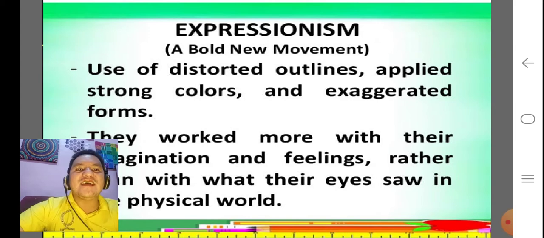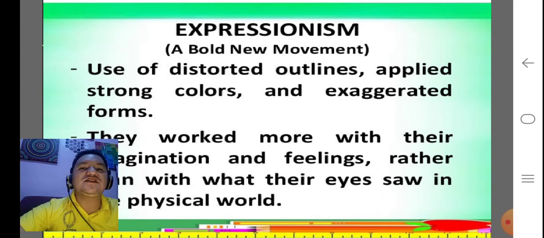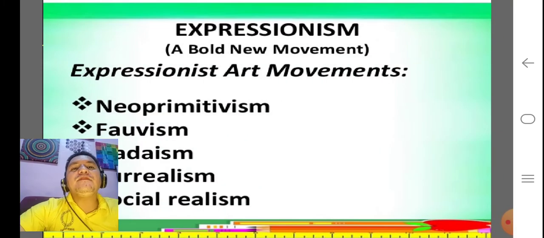That is how expressionism, from the word itself, is about expressing your feelings, your thoughts, your ideas, and your imaginations. Expressionism art movements, we have here the neo-primitivism, Fauvism, Dadaism, Surrealism, and social realism. I am going to discuss each and I'm going to give examples for each.